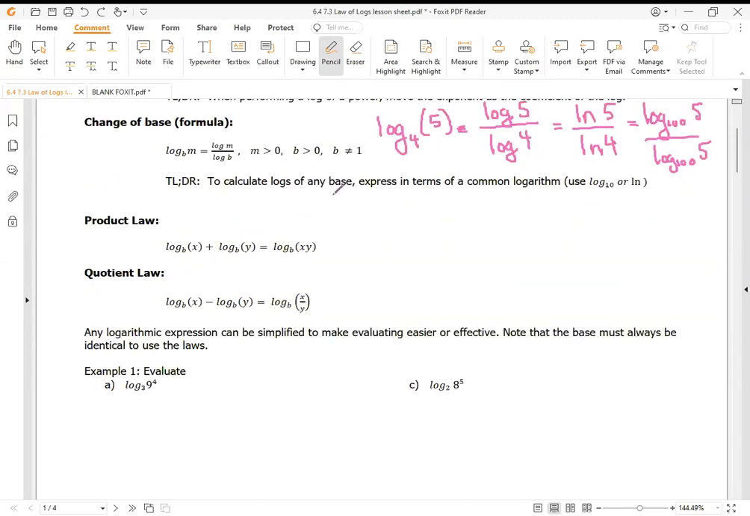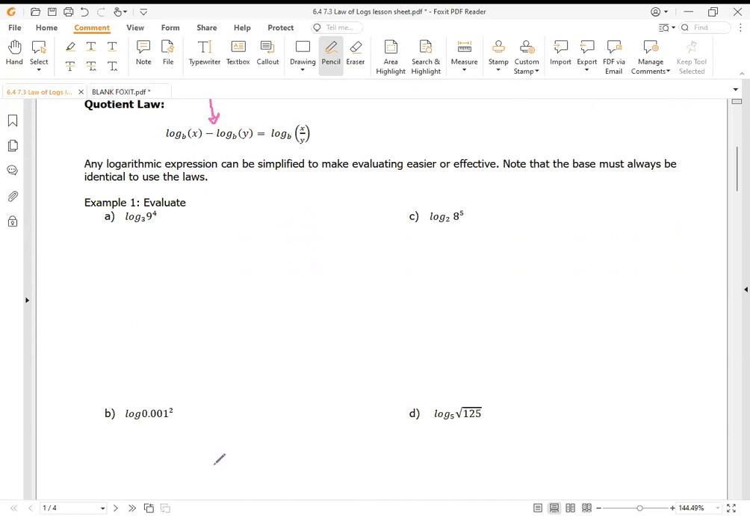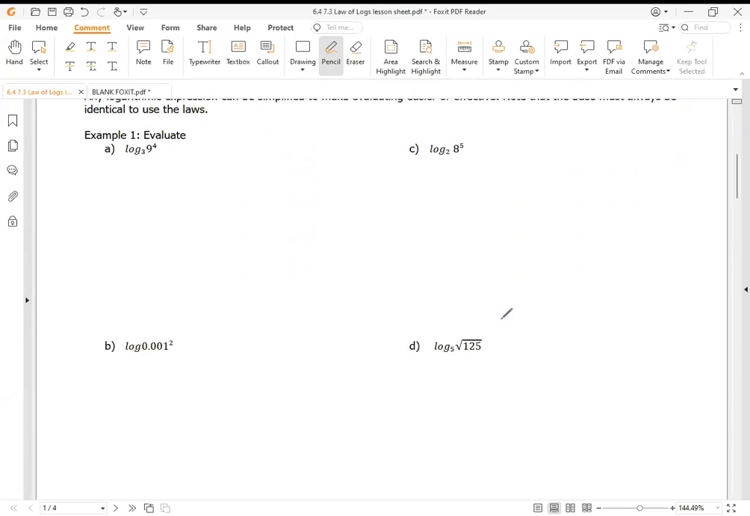Okay? In the same breath, product, quotient, same idea. Instead of an addition, if the logarithms with the same base are subtracting, you can write it as a single log with a division of the x and y. Okay? Here's an example. How about I do A and B, you try C, D on your own time.